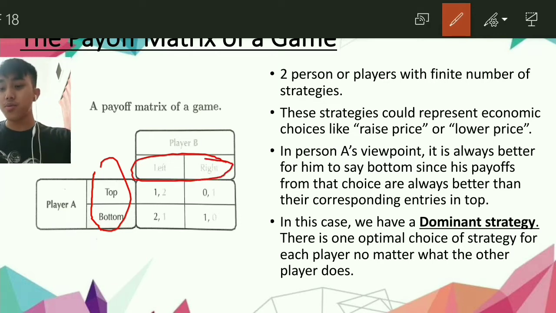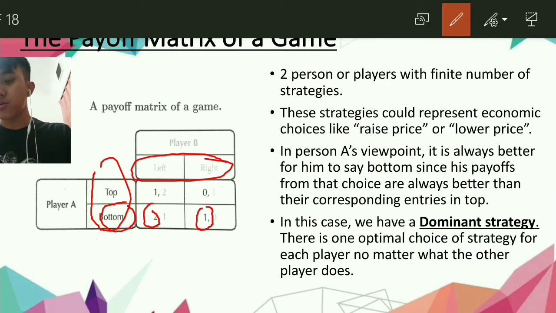So let's move on to the gameplay. In person A's viewpoint, it is always better for him to say bottom since his payoffs from that choice are always better than their corresponding entries. So it is better for A to choose bottom here because the value of payoffs here is greater than the top one. 2 and 1 is greater than 1 and 0.